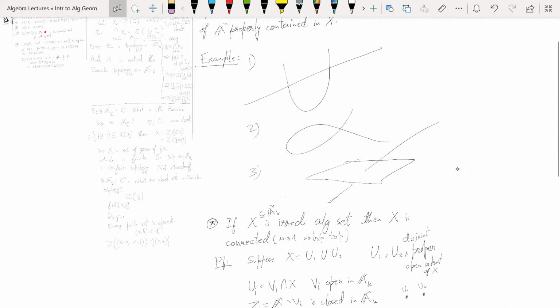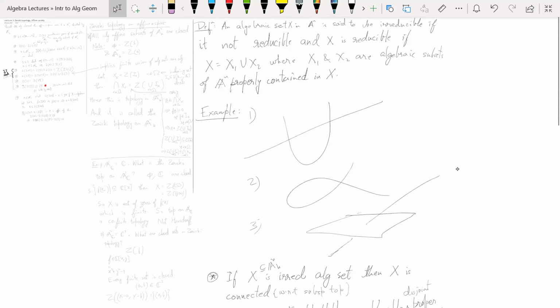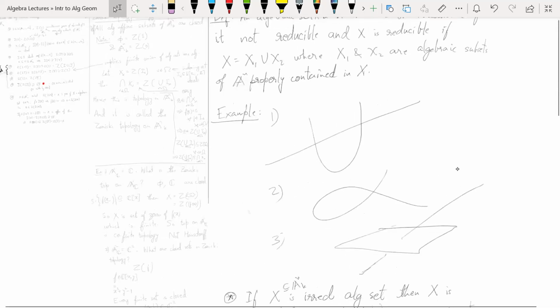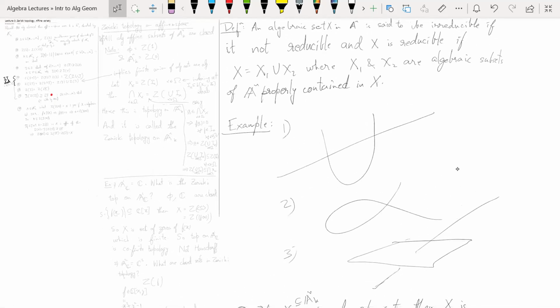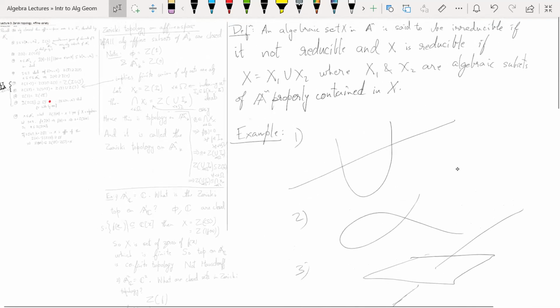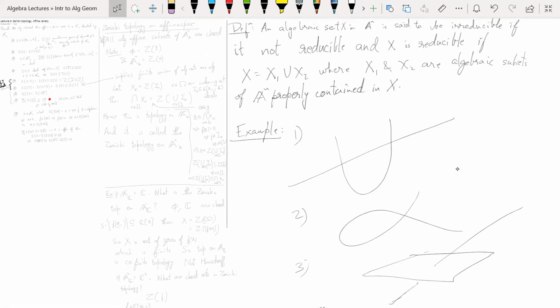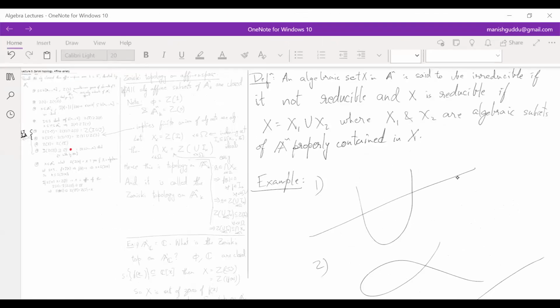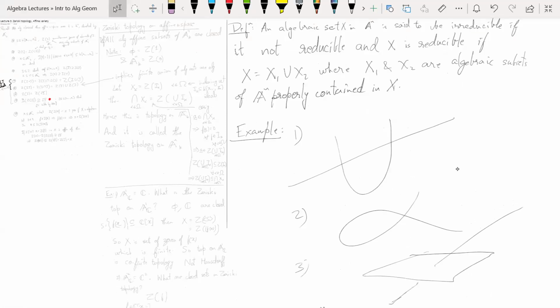Okay. So now we'll go towards affine varieties. I want to define affine variety. For that, we need something called an irreducible algebraic set. So an algebraic set X in A^n is said to be irreducible if it is not reducible.